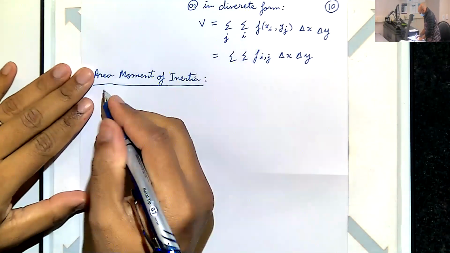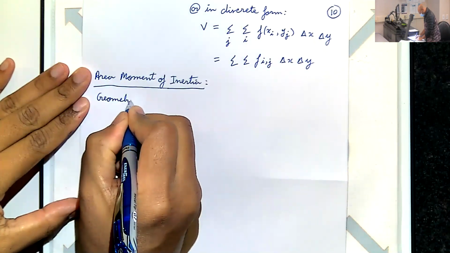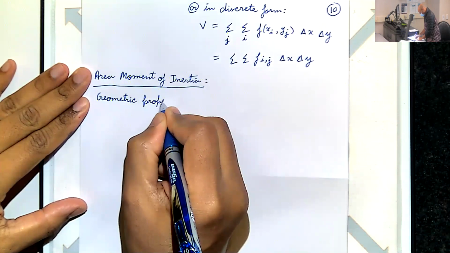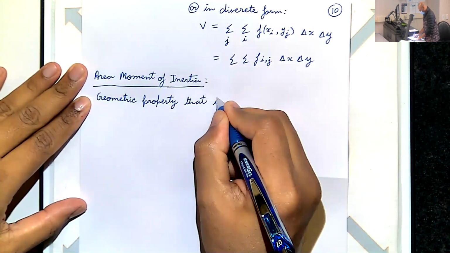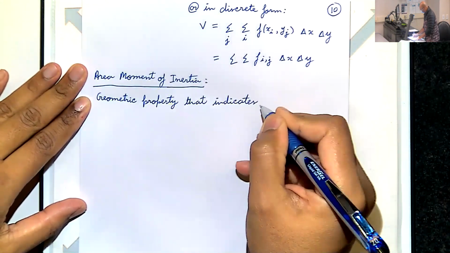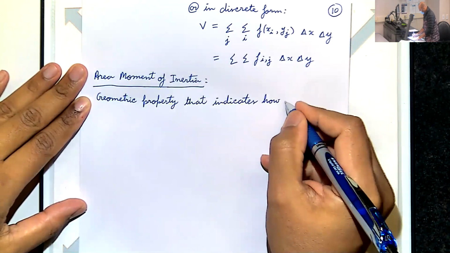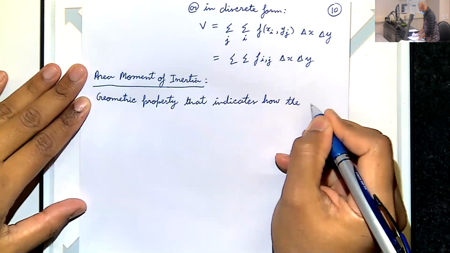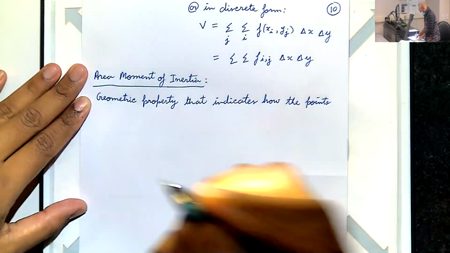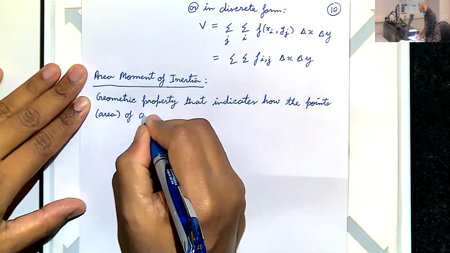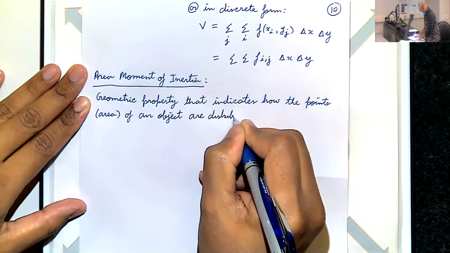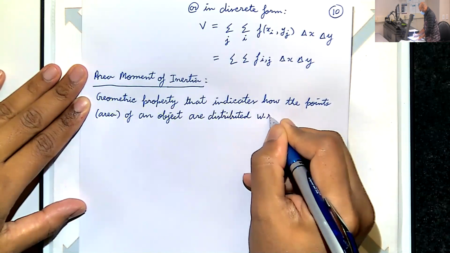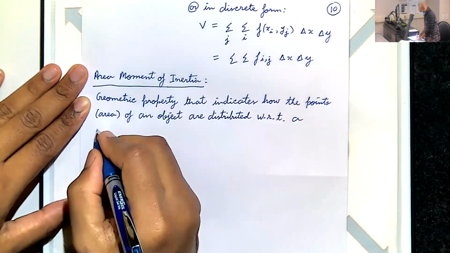Okay, so area moment of inertia is a geometric property that indicates how the points or area of an object are distributed with respect to a particular axis.